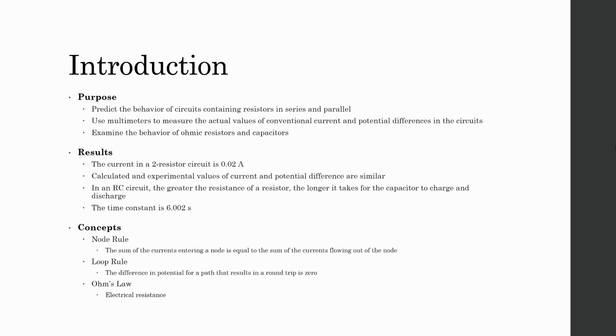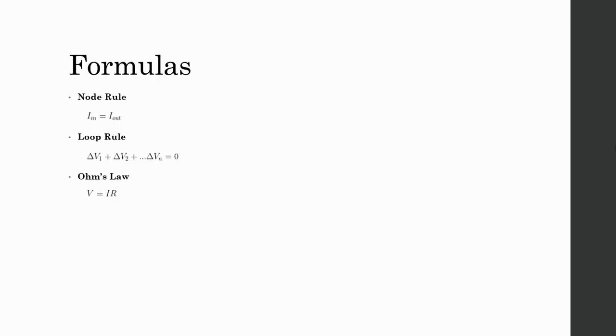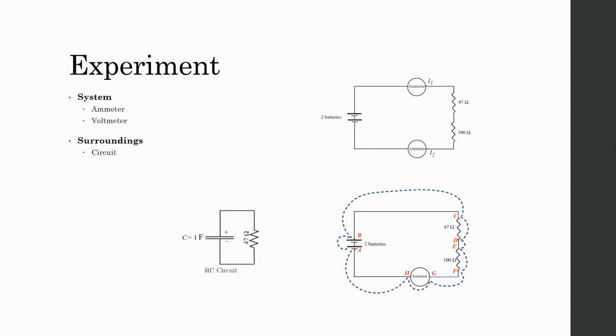Important concepts in this lab are the node rule, loop rule, and Ohm's law. The node rule states that the sum of the currents entering a node is equal to the sum of the currents flowing out of the node. The loop rule states that the difference in potential for a path that results in a round trip is zero. Ohm's law can be used to determine electrical resistance. Here are the formulas for the three important concepts used in this experiment.